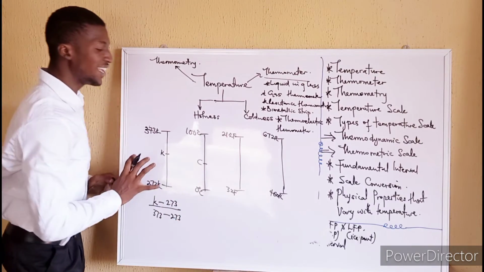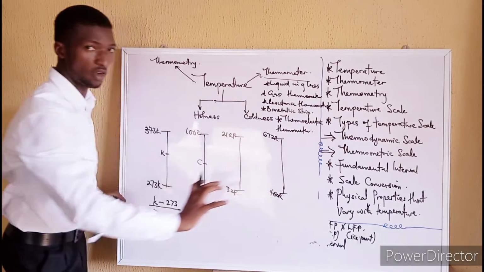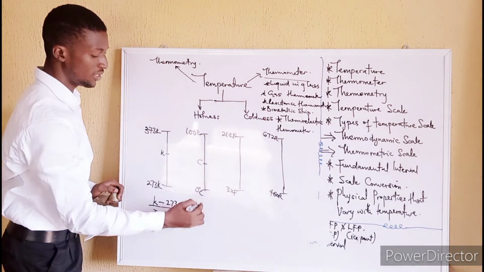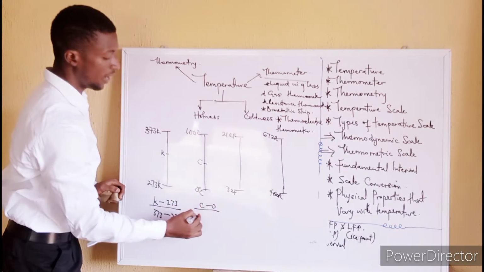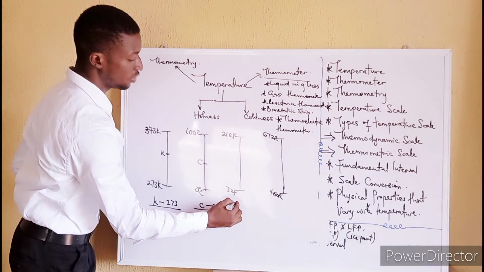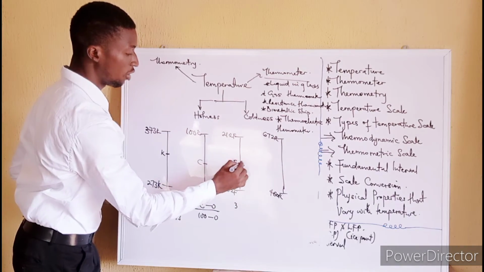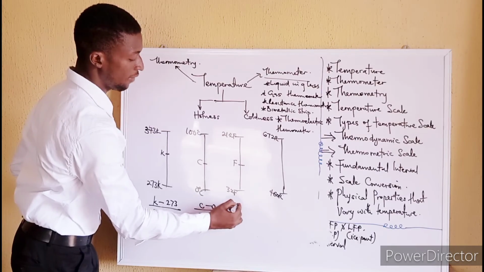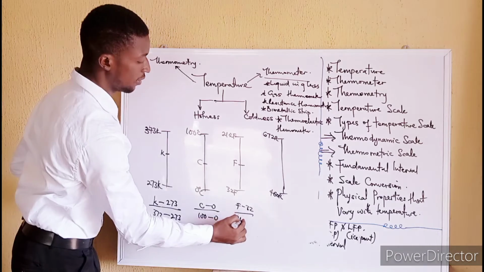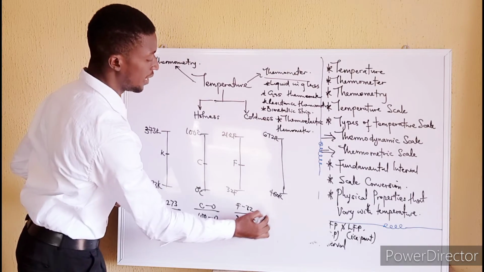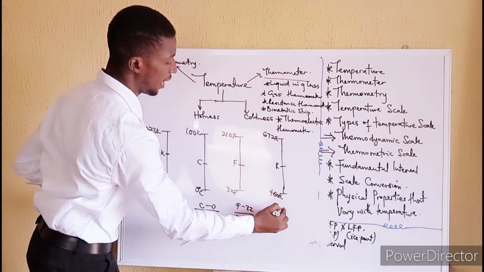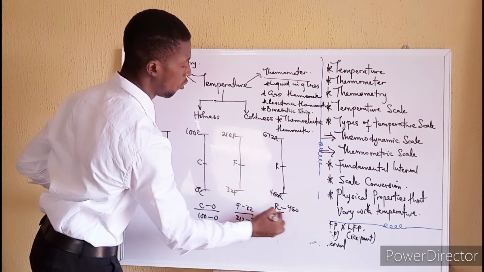This particular fraction is applicable to all of the temperature scales we are dealing with. So for degrees Celsius, it will be the temperature in degrees Celsius minus the lower fixed point, over the upper fixed point minus the lower fixed point. For Fahrenheit, it is the temperature on the Fahrenheit scale minus the lower fixed point, over the upper fixed point minus the lower fixed point. It is also applicable to Rankine, so I can have R minus 460 over 672 minus 460.